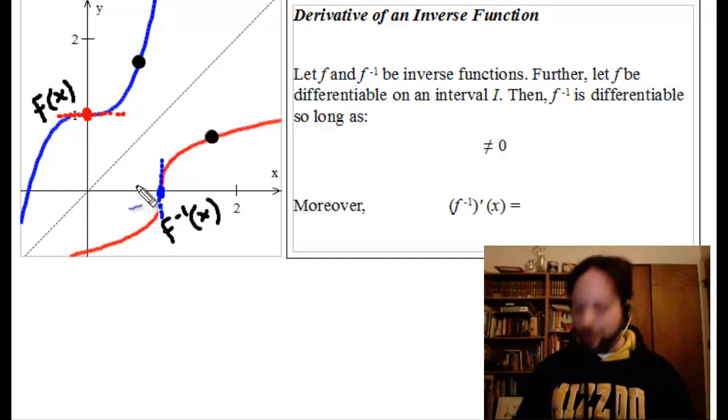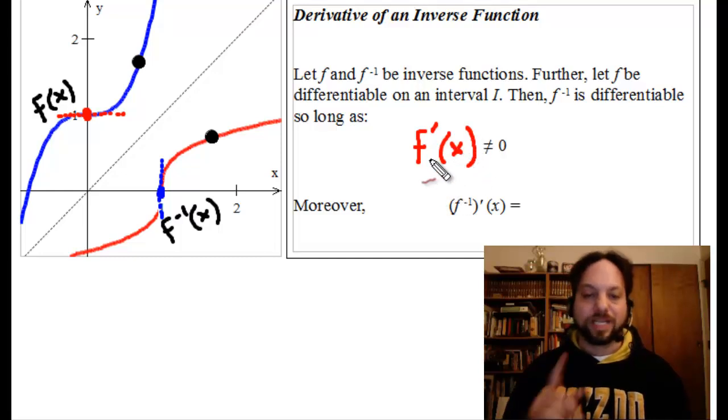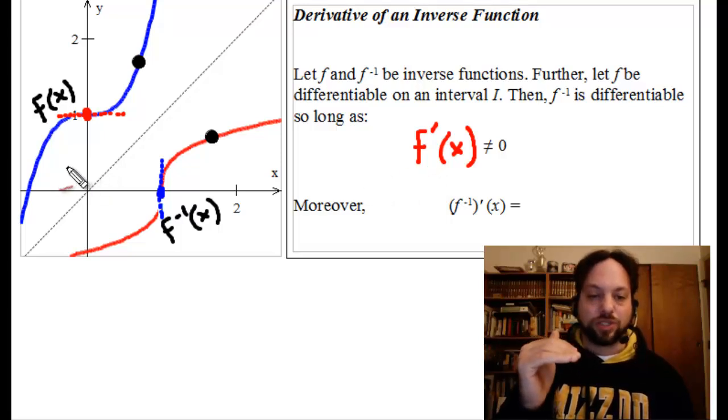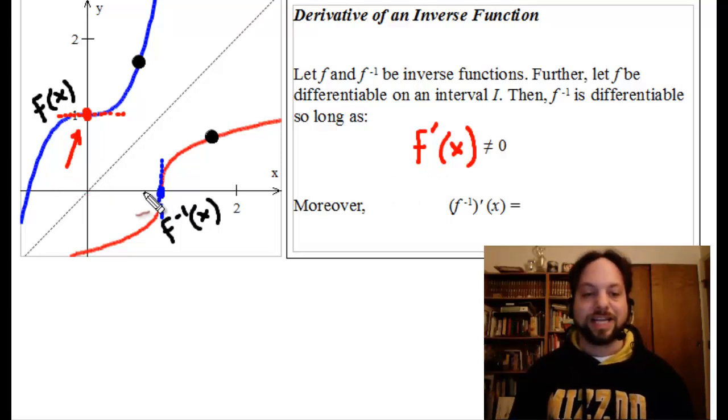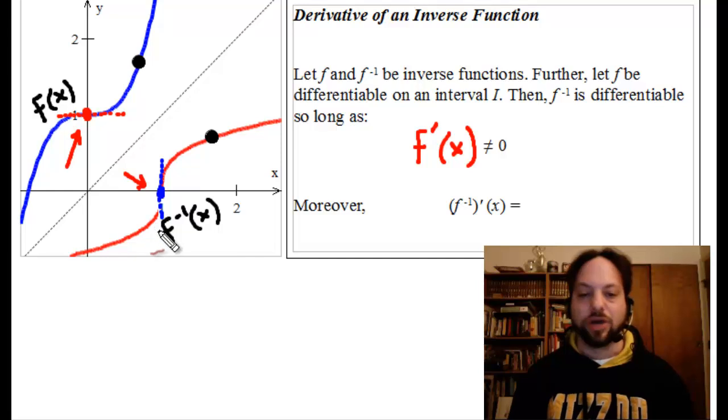So, the way we can formalize this is by saying that the inverse function is not differentiable if the original function has a derivative of 0. Once again, if the original function has a derivative of 0, which is what happened right here, then its inverse will not have a derivative at its inverse point. So that's very important to note.